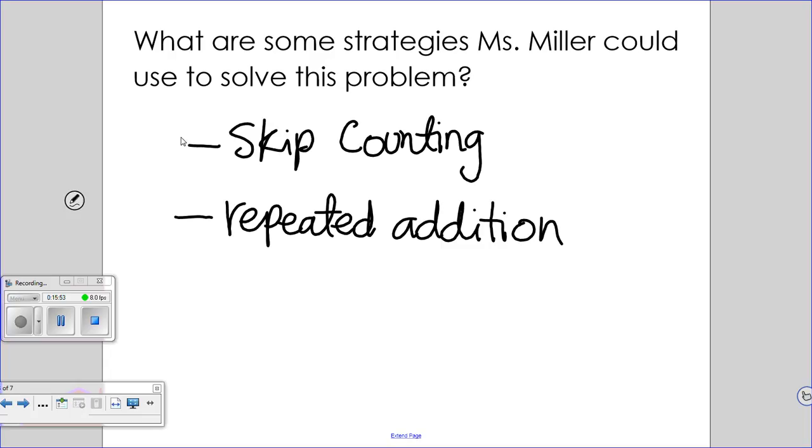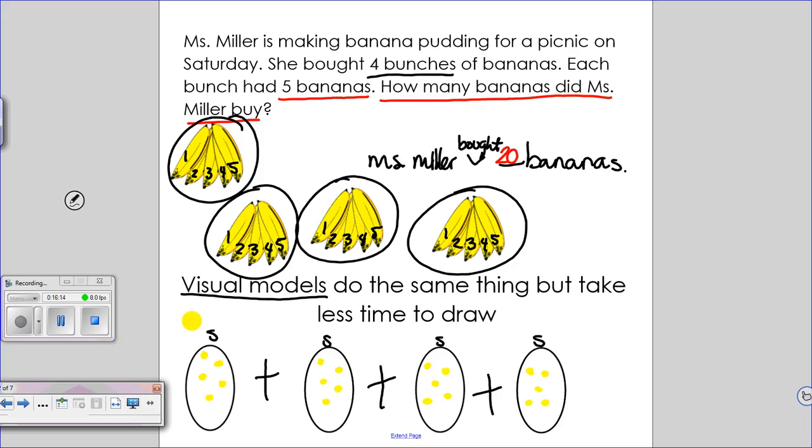We could just count all the dots individually. I'm just going to put counting. We could just count them. 1, 2, 3, 4, 5, 6, 7, 8, 9, 10. We could do that. What was the picture called? Remember, we drew a picture to help us figure it out. What was that picture called, Kaylin?